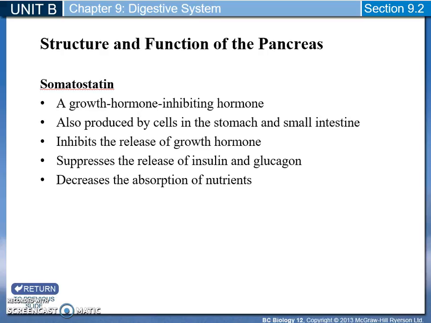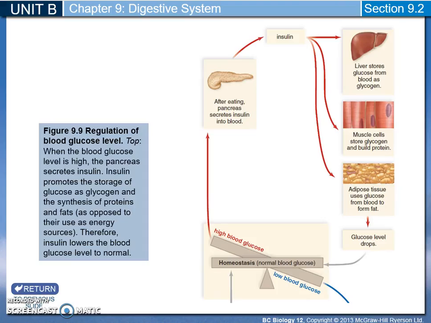And then we have somatostatin, and it is a growth hormone inhibiting hormone, and it's also produced by cells in the stomach and the small intestine, and it inhibits the release of growth hormone. It also suppresses the release of insulin and glucagon, and it decreases the absorption of nutrients.